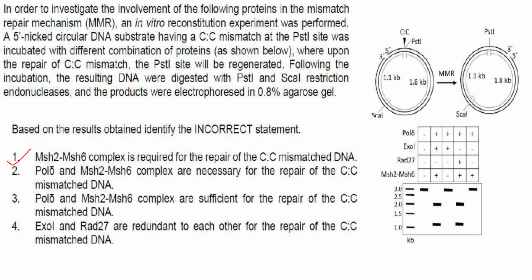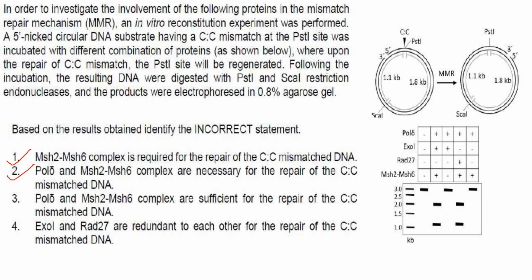Here Pol delta is added, MSH2 MSH6 complex is added, and you get the repaired DNA. Whereas Pol delta, MSH2 MSH6 complex are necessary for the repair of the CC mismatched DNA. Now if Pol delta is added here but MSH2 MSH6 is not added, you don't get the repaired DNA, showing that both these two enzymes are necessary for the repair of CC mismatched DNA.